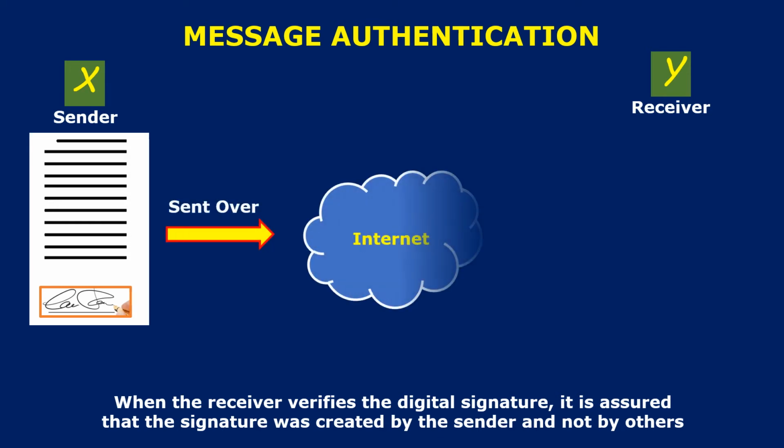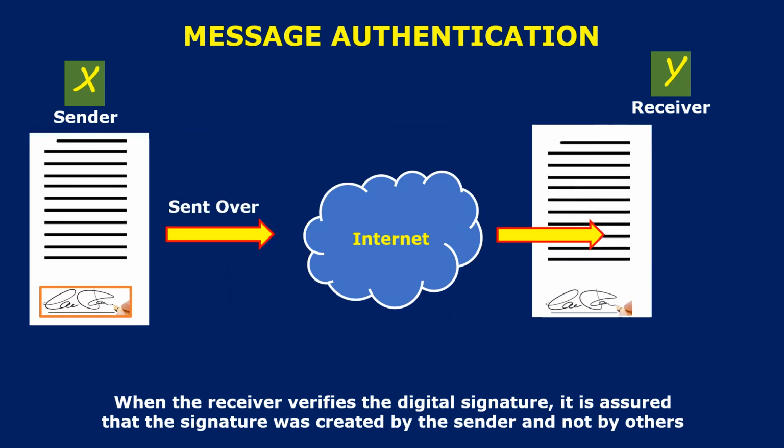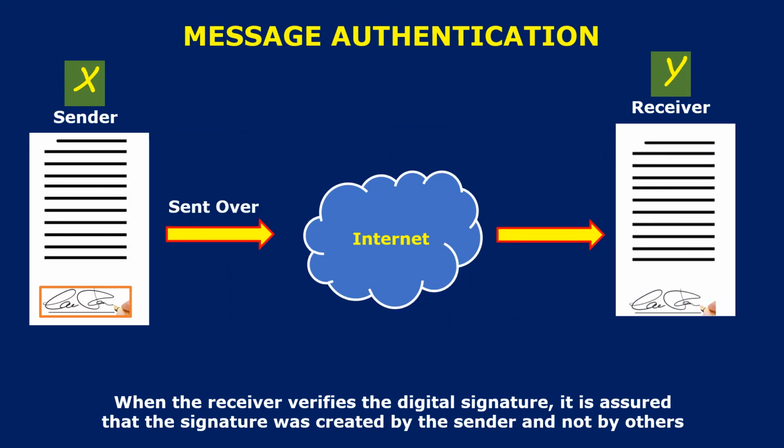Then this document is sent over the internet and it will be received by Y, who is the receiver, intended recipient. And this Y, that is the receiver of the document, verifies the digital signature. When the receiver verifies the digital signature, it is assured that the signature was made only by the sender but not by somebody else. So this is what is known as message authentication.